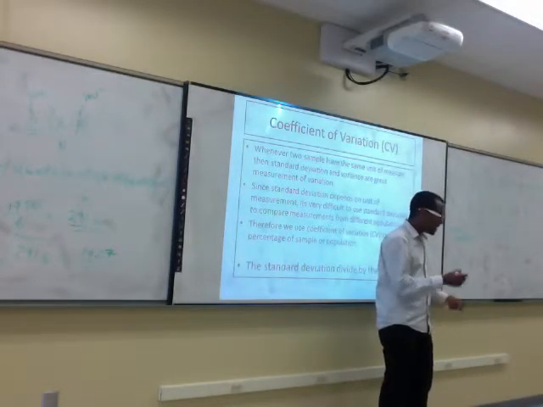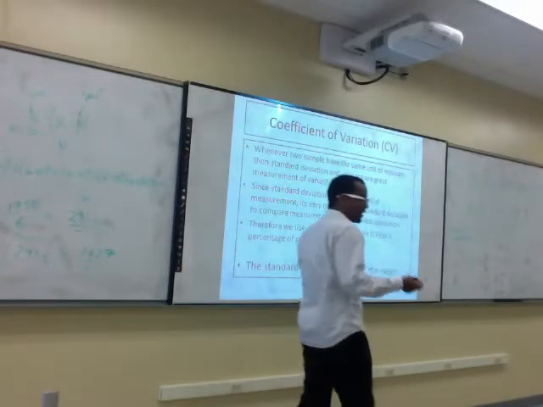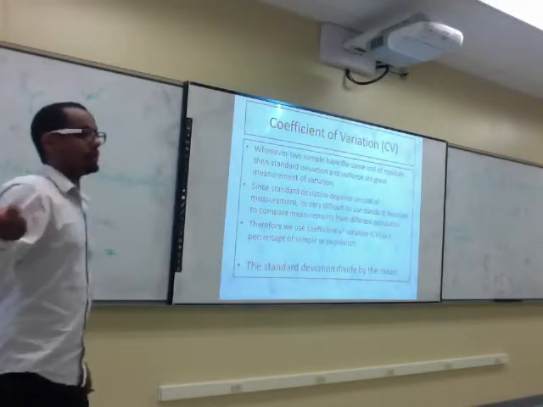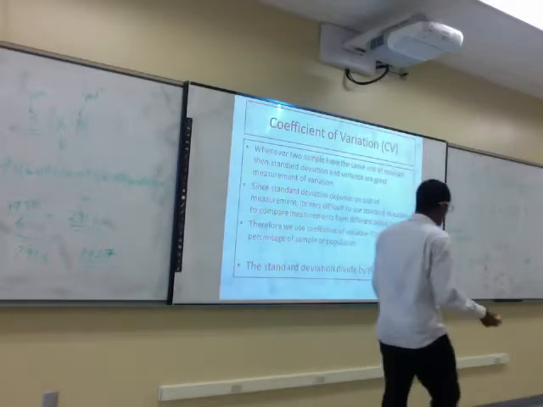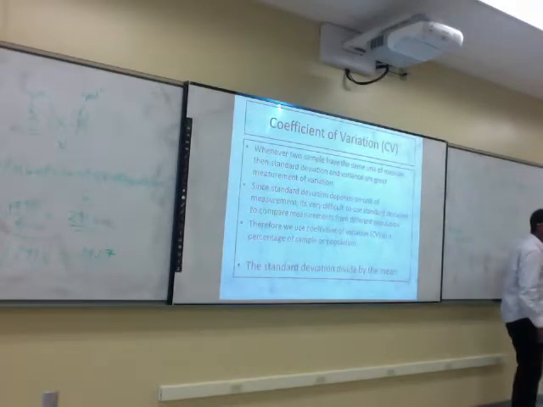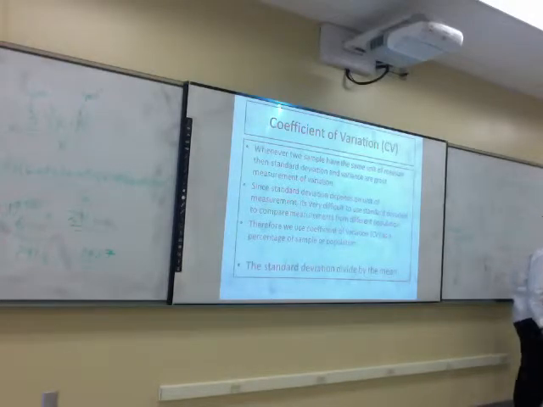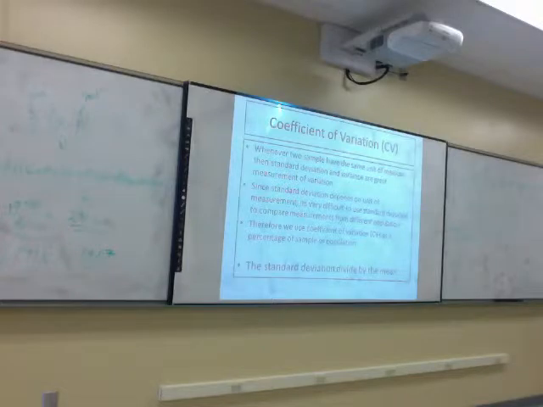Is that making sense? But what if you have 2 different units? How do you compare? I can't compare this with something that has kilometers or miles, right? 2 different units, 2 different measurements, so I can't compare. But we can use coefficient of variation. When we have samples from 2 different populations, we can use coefficient of variation, especially when you have different units of measurement. Does that make sense?